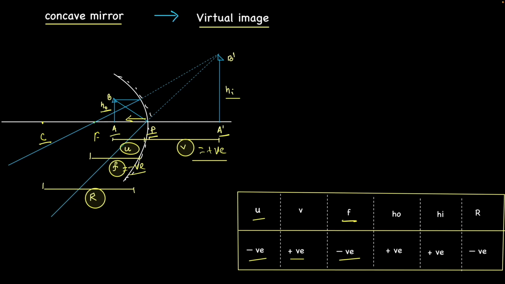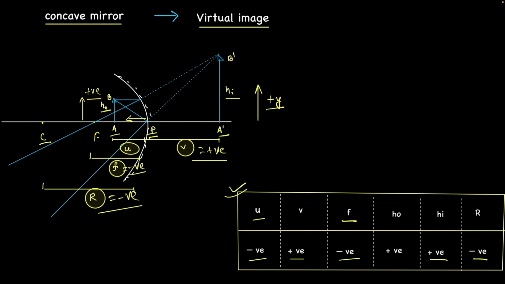Height of object is on the upward direction of the y-axis, so it is positive. Similarly, height of image is also on the upward direction of the y-axis, so it is considered as positive, and the radius of curvature is on the left side, so it is negative. So this table is a sign convention of a concave mirror for the virtual image.